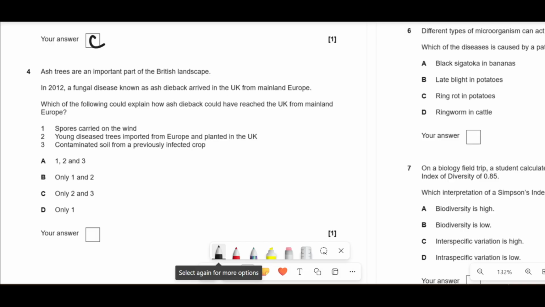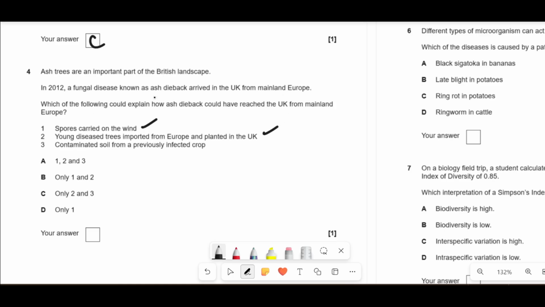Now the thing here in the question is it's telling you that this arrived from mainland Europe, so it's got to be ones that relate to this, if that makes sense. So for example, spores carried in the wind is possible because they could have brought an infected plant and the spores traveled in the wind. So that one's pretty all right. Then it says young diseased trees were imported and then planted. That's also possible.